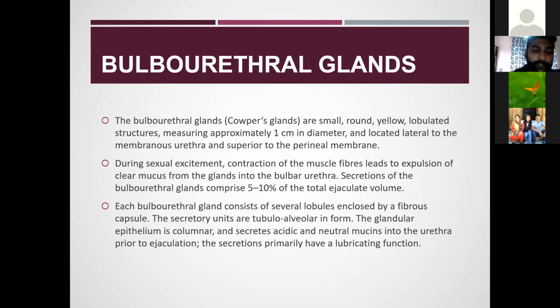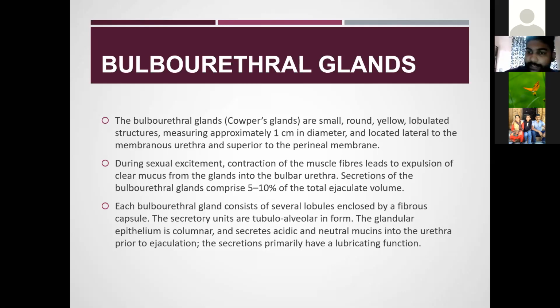Each bulbourethral gland consists of several lobules enclosed by a fibrous capsule. The secretory units are tubulo-alveolar in form. The glandular epithelium is columnar and secretes acidic and neutral mucin into the urethra. Its primary function is to lubricate the urethra.